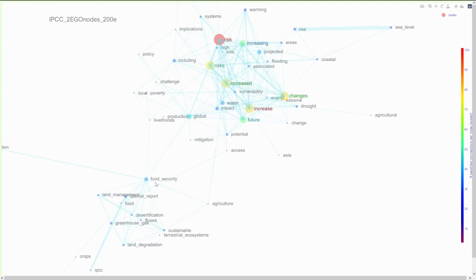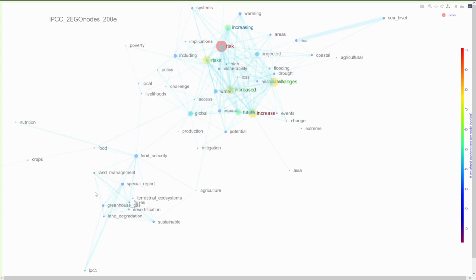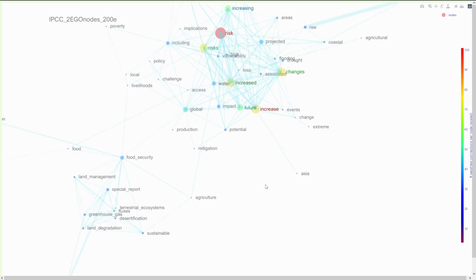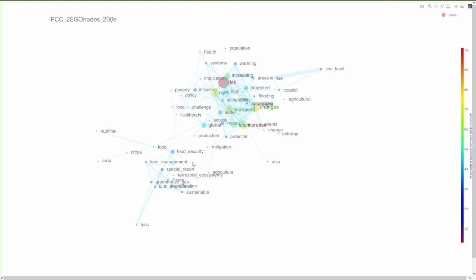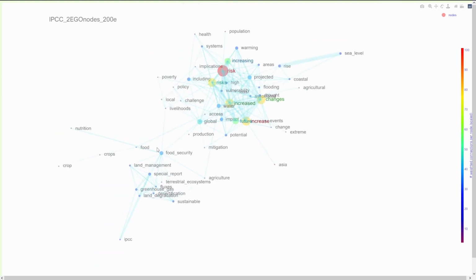And here with food security, of course, you have agriculture, terrestrial ecosystems, sustainable land degradation, the fluxes, desertification, food, land management, crops, nutrition, everything that's connected here with food security. And it is interesting. If you have some particular probe like food security and sea level, I would recommend you do this ego node structure so that you see how this branches out.